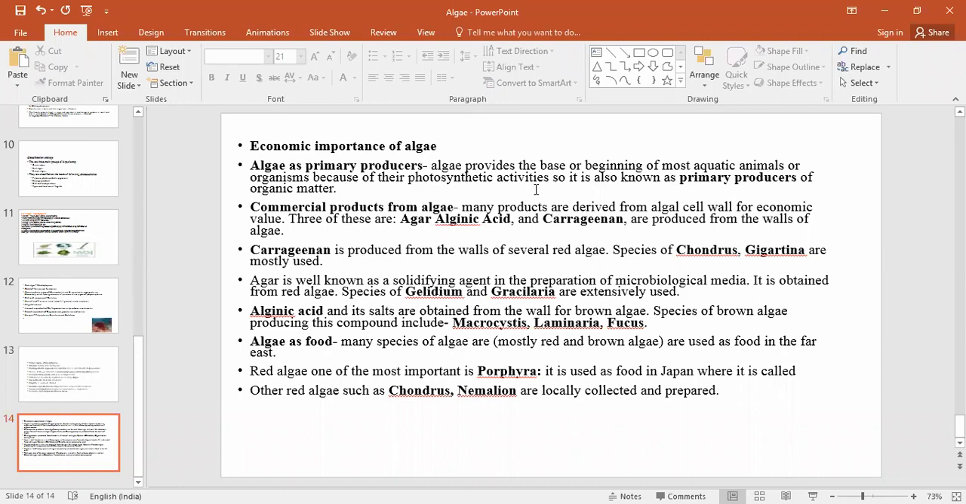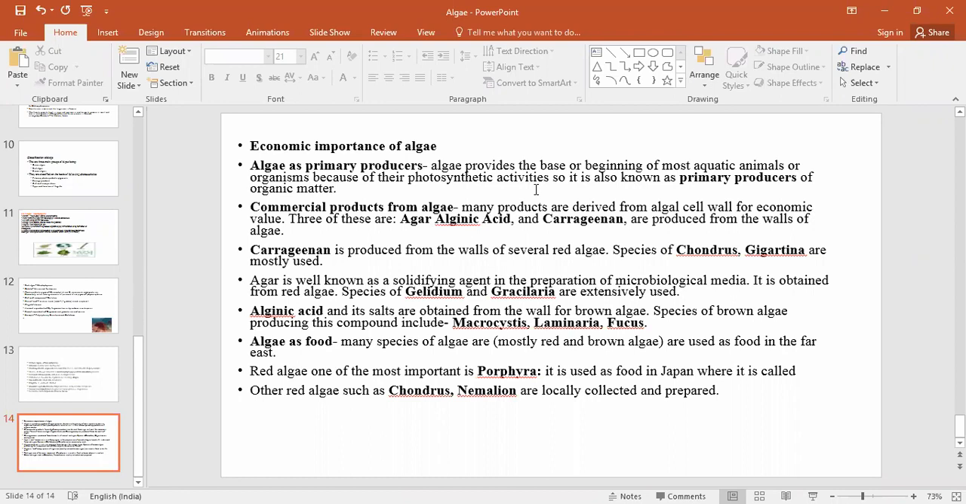They are economically important because some produce alginic acid, which is used for industrial purposes. Then they possess carrageenan, which is produced by several red algae, in the cell wall of the red algae. This is also used in industry. Then agar, which is used in microbiology, a very important chemical. This agar is extracted from Gelidium and Gracilaria. Alginic acid I already told you.